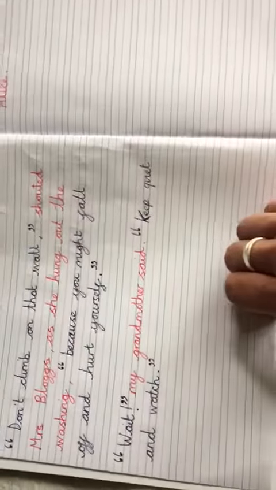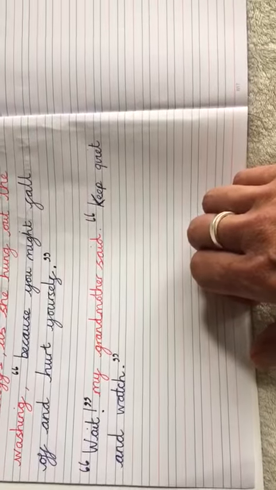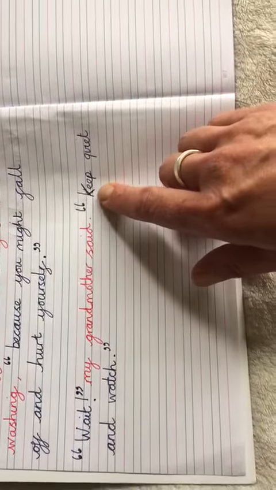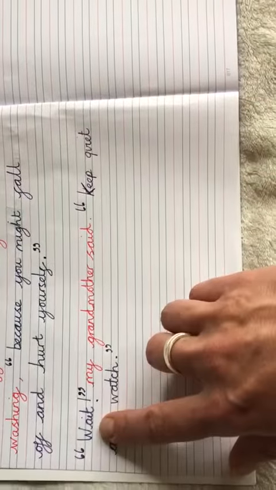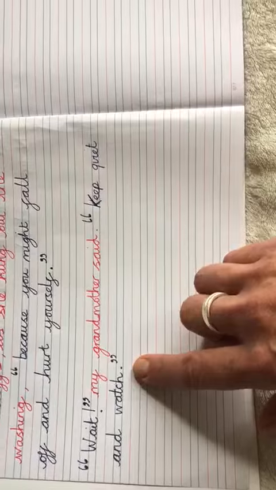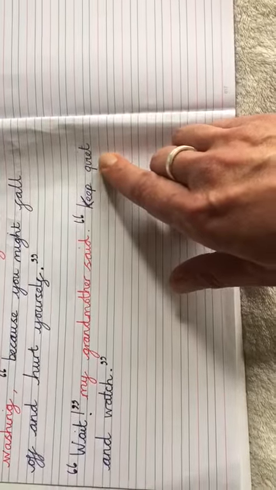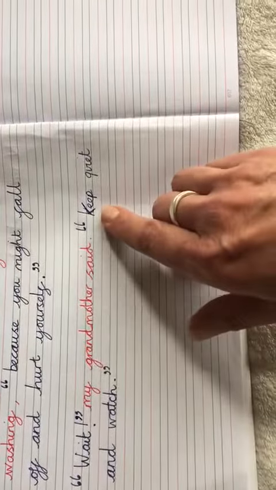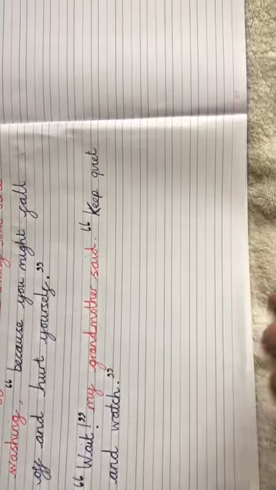Here is another example of one speaker speaking, but this speech is not being interrupted mid-sentence. When that is the case, you do need to continue the speech with a capital letter. "Wait," my grandmother said. "Keep quiet and watch." Now, because it is the same speaker, you can stay on the same line. You don't need to start a new line, but you do need to use a capital letter if the speech has not been interrupted mid-sentence.